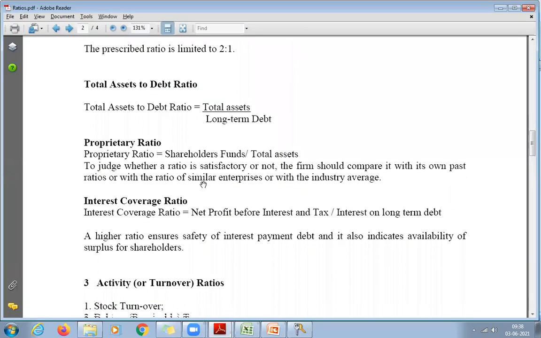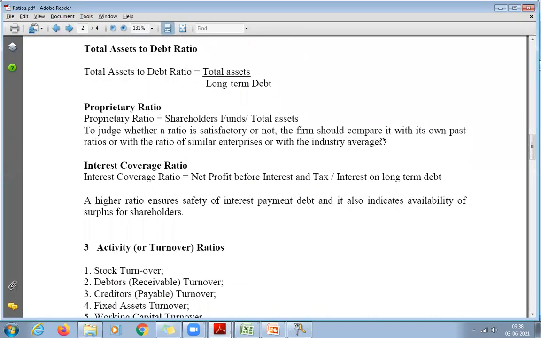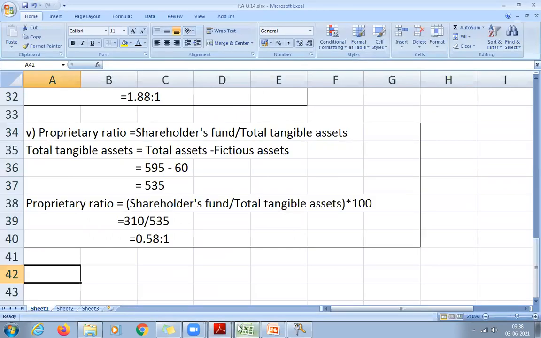So here the ratio is certainly not final. The firm should compare it with its own past ratios, with the ratio of similar enterprises, or with the industry average. We don't have any of that right now, so we cannot exactly say whether this ratio is satisfactory or not. We need to compare with the previous year's proprietary ratio, or with the industry standard.